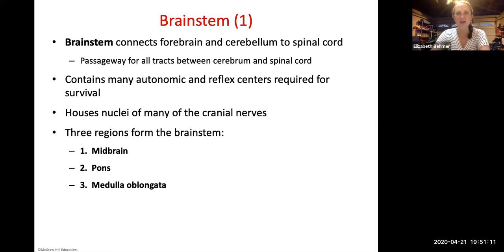Brainstem then, it connects the forebrain and the cerebellum to the spinal cord. And forebrain just refers to what's the bottom part of your cerebrum, and your cerebellum to your spinal cord. The three main regions of the brainstem are midbrain, pons, and medulla oblongata.